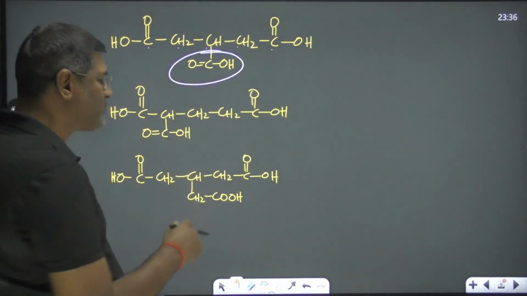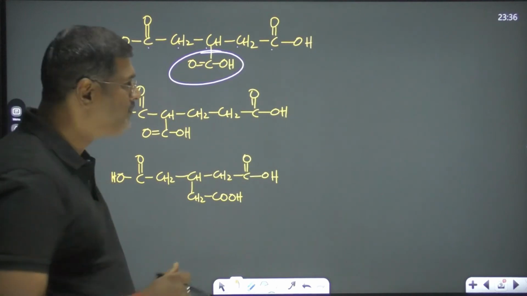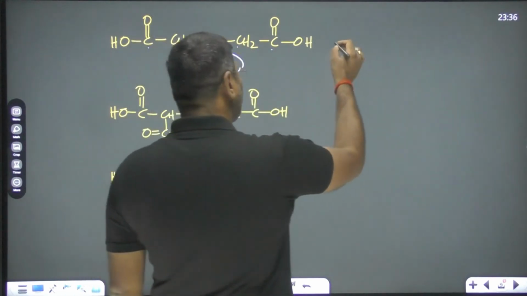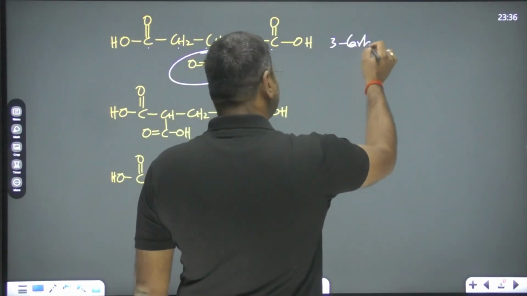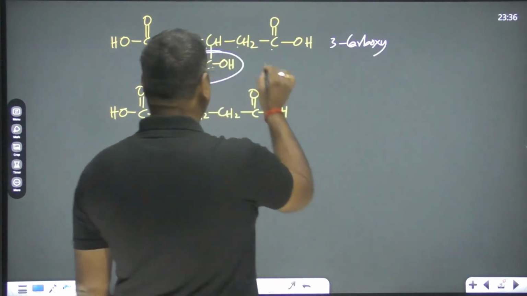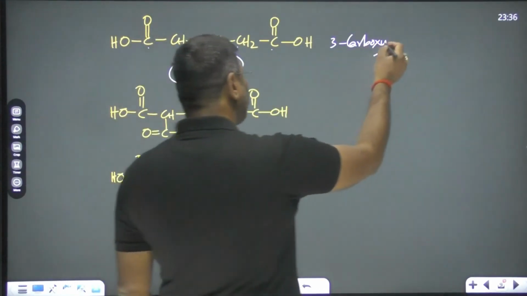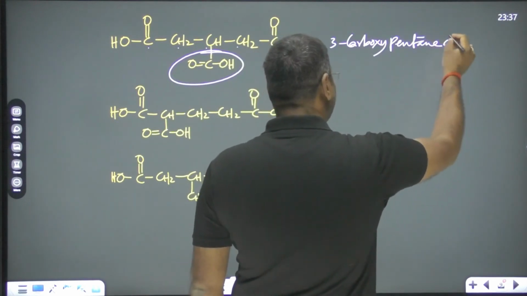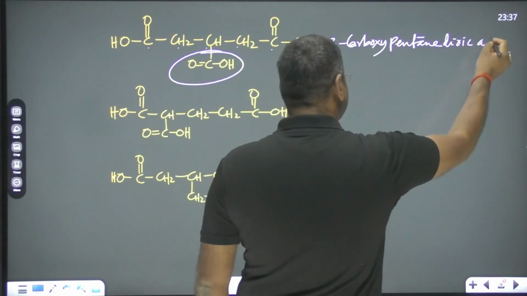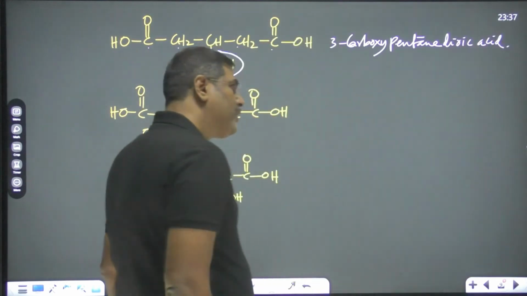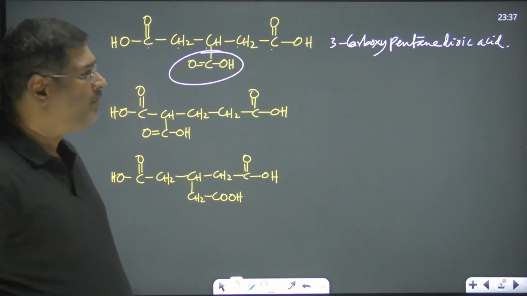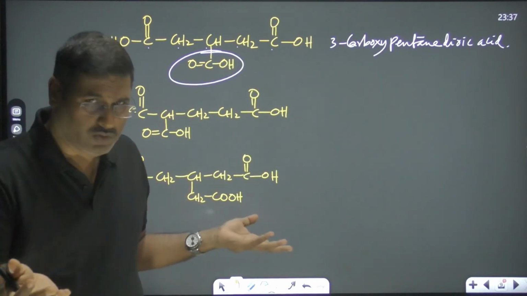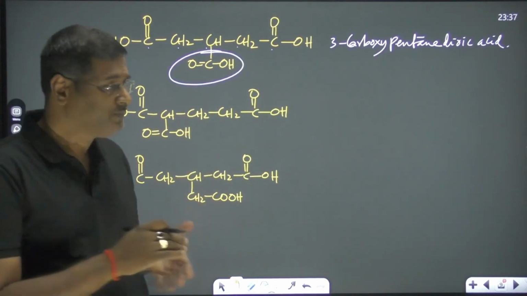And so IUPAC suggested the name like this only. Then this is treated as a substituent. As a substituent, its name is carboxy. So it was said there 1, 2, 3-carboxy, and this one is pentanedioic acid. Pentanedioic acid. It prevailed for a long time. But later it was realized, yes, it is an injustice with this COOH group, right? Because this is also a COOH group. Do something for the poor fellow.